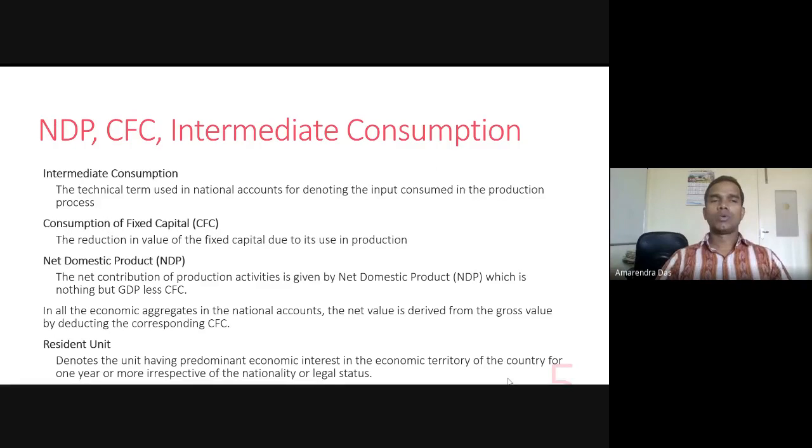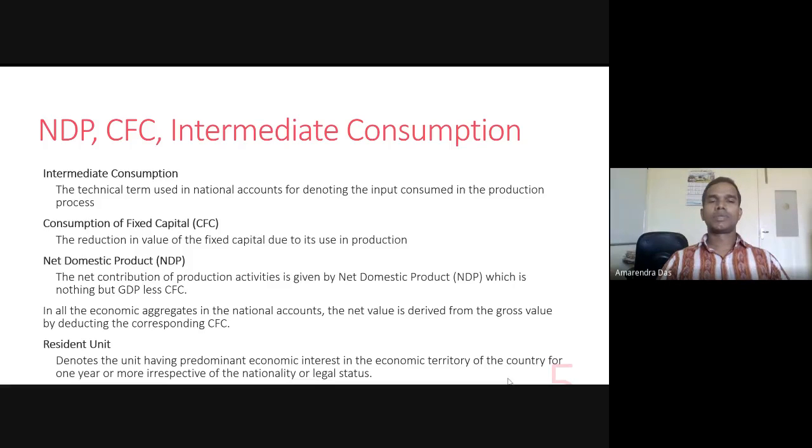Now, to discuss some more concepts on national income accounting, we shall discuss NDP, that is net domestic product, CFC, that is consumption of fixed capital, and intermediate consumption, because these are the terminology used in national income accounting very frequently. And when we say intermediate consumption, it basically refers to all the inputs used in the production process. And when we said gross value addition, basically we deducted the intermediate consumption from the total value of output, or the total value of output minus the total value of inputs. So all the value of input is basically known as the intermediate consumption.